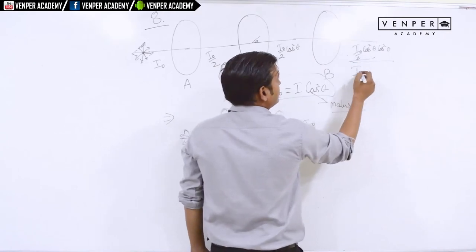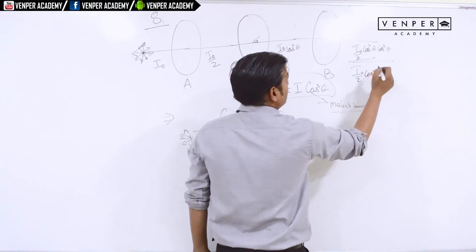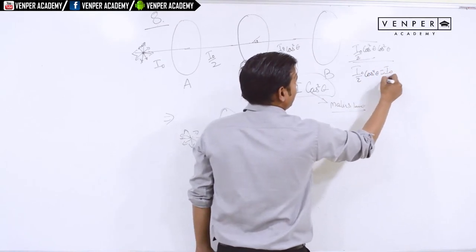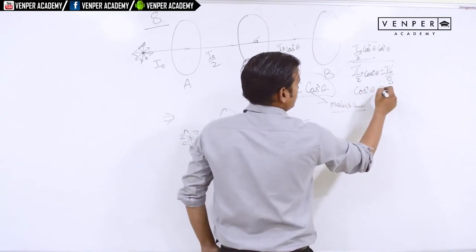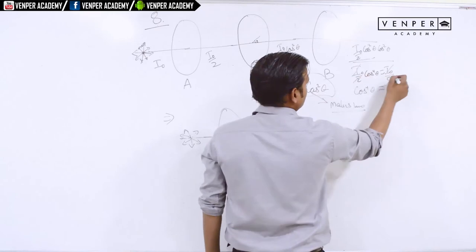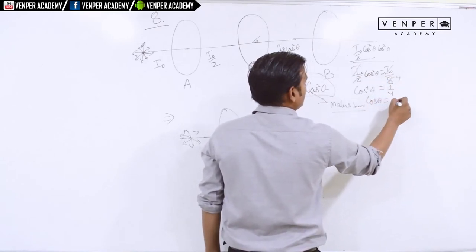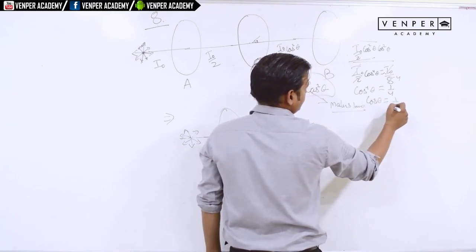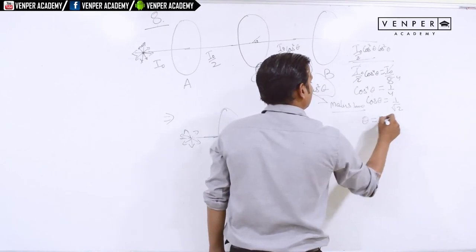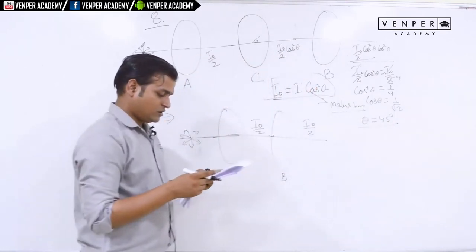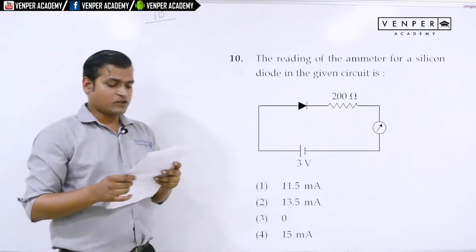So the net output is I naught upon 2 cos 4 theta, and this is given as I naught upon 8. Now I naught cancels, so cos 4 theta is equal to 1 upon 4. So cos theta will be equal to 1 upon root 2. So theta is equal to 45 degree. So the correct answer here is 45 degree, the first option. Okay, so next is question number 10.